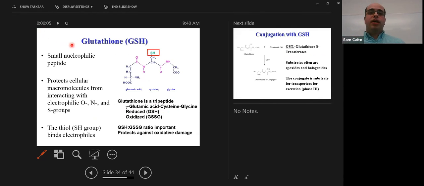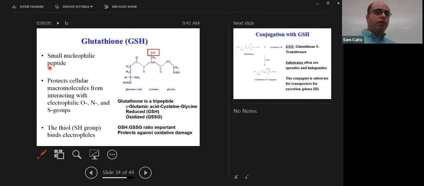So the next one we'll talk about is the conjugation of glutathione to a substrate. We have seen glutathione before. This again is a small nucleophilic peptide, which is only comprised of glutamic acid, cysteine, and glycine. And again, that glutamic acid is not in a peptide bond with a cysteine. It is actually through its functional R group instead. And then this thiol group is what we're actually going to attach to our substrate molecules during our reactions.